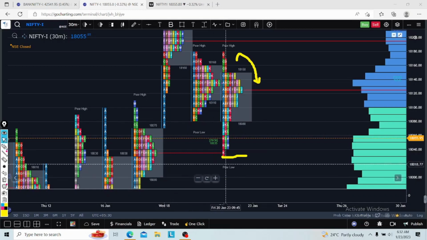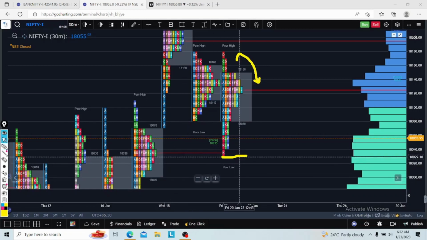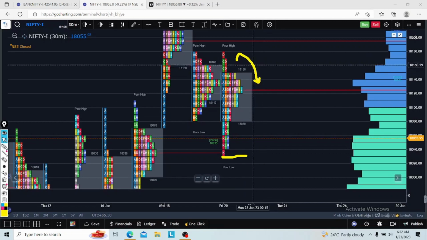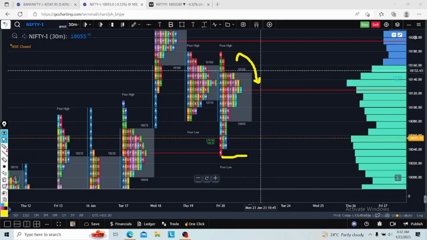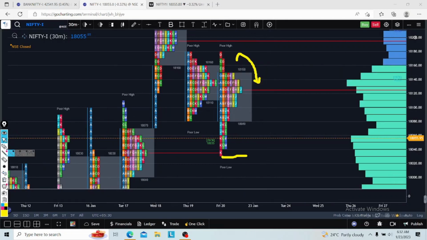This could be the direct target for me. So what is this target? This is 18,030. So any rejection from 18,160, 150, this range, we don't know where the market will open. If the market opens here and there is any rejection, I will directly target this low. This low is weak. So this is how the low clears in the gap up case.